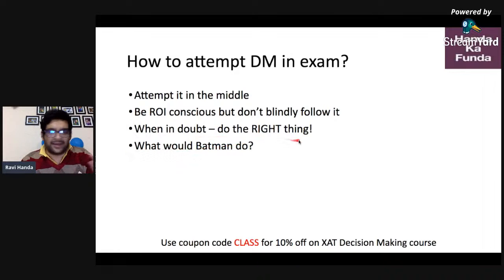And while solving, when in doubt, do the right thing, remove any sort of ethical dilemmas, and what would Batman do should be your ideal goal when you are trying to solve a question. So keep that in mind.